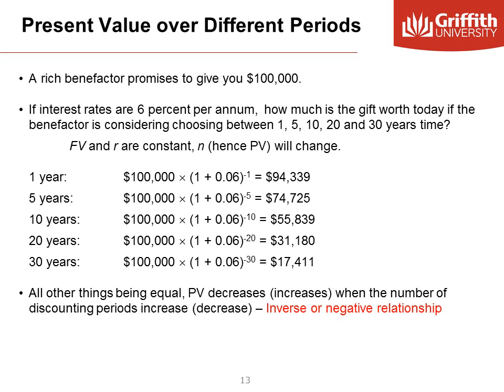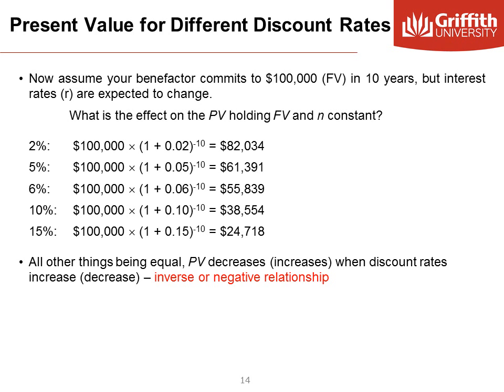By applying the formula, we observe that the present value decreases as we increase the number of discounting periods. So the larger the n is, the smaller the present value will be. We can say that there is an inverse relationship between the present values and time. The longer the time, the smaller the value becomes.